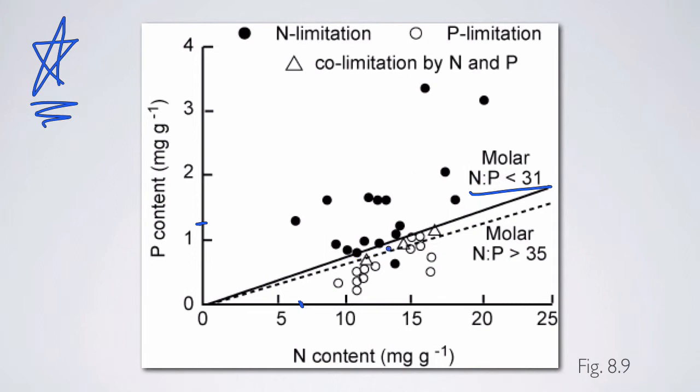Essentially, there's a relatively narrow window where you had co-limitation by N and P, and this was considered to be an optimal ratio. Whenever you had P in excess, so you're above this line, you had N limitation. And when nitrogen was in excess within the plant, you had P limitation. So it worked really well in this one study, but subsequent studies have found that N to P ratios are a relatively poor predictor of relative limitation of nitrogen and phosphorus.